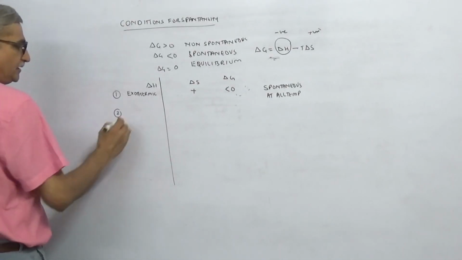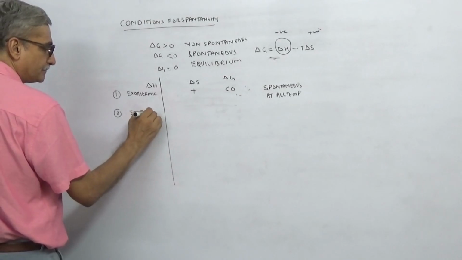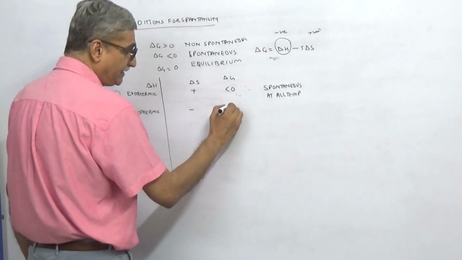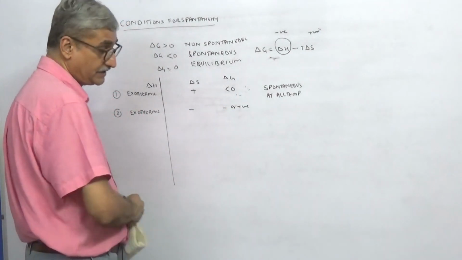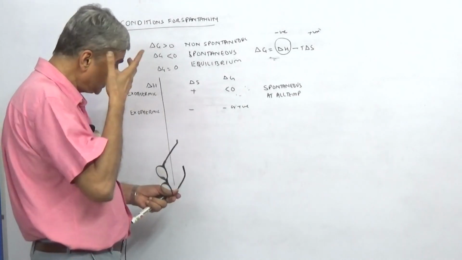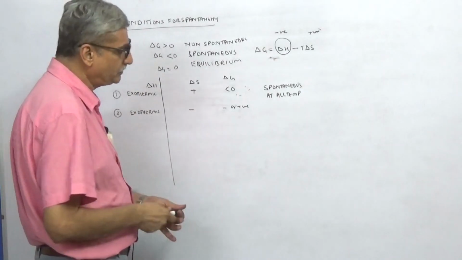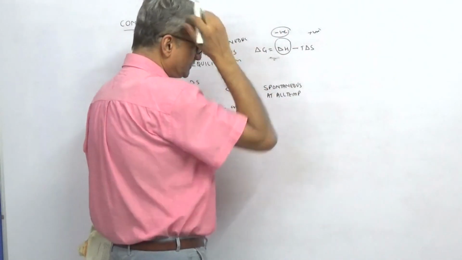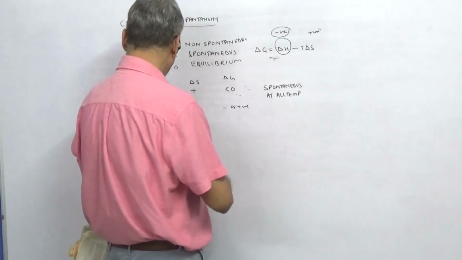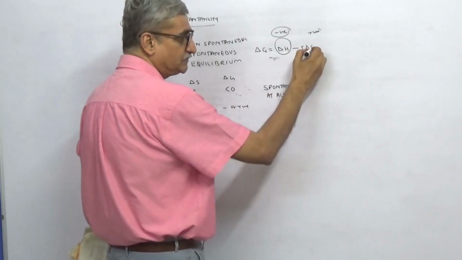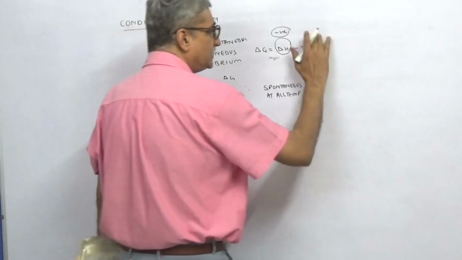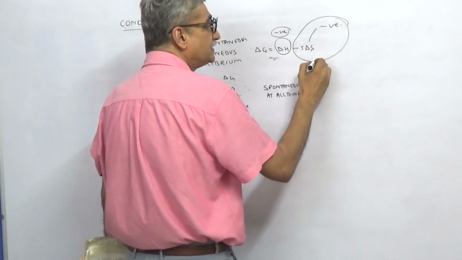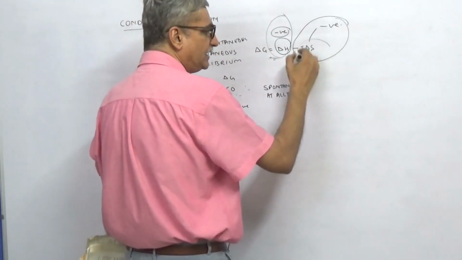Let us look at the next condition. Next condition is again exothermic, but delta S is negative. So delta G can be negative or positive. What is it that I am trying to tell you? Listen carefully. If delta H is negative, and in the second case delta S is also negative, then negative into negative is positive. So delta H is negative and T delta S is positive.